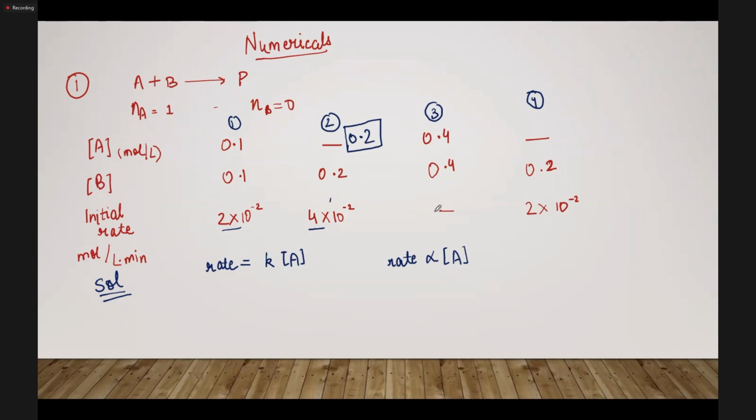4 times 2 is 8, so here it will be 8 into 10 to the power minus 2. ठीक है, सिंपली आपको इसको into 4 कर देना है, that's it. अगर आप कॉलम नंबर 2 से कंपेयर करते हो, because comparing to 0.2, the initial concentration of A has doubled from 0.2 to 0.4, so that is why the rate will also get doubled. ठीक है, now coming to column number 4.